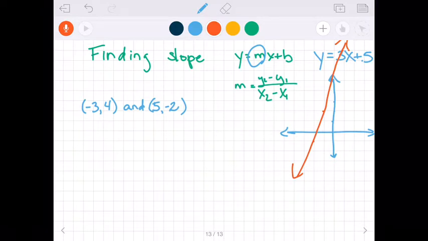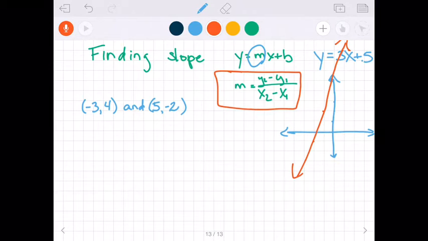There's going to be times when you're going to be asked to find a slope. You'll be given 2 points, and they'll want you to find the slope. So our formula for that is right here. Slope equals y2 minus y1 over x2 minus x1. The first practice problem in your notes is find the slope between these 2 points, -3, 4 and 5, -2. And so we can just plug these into the equation.